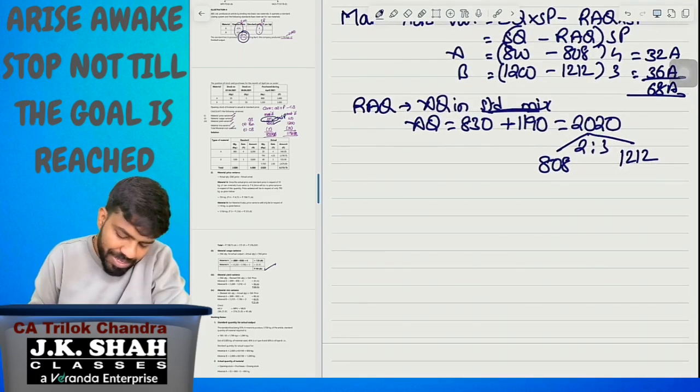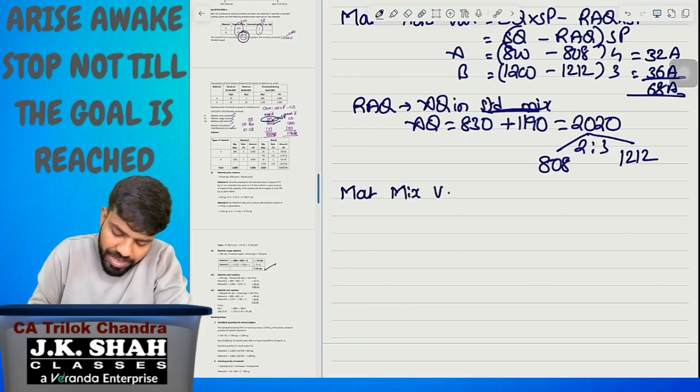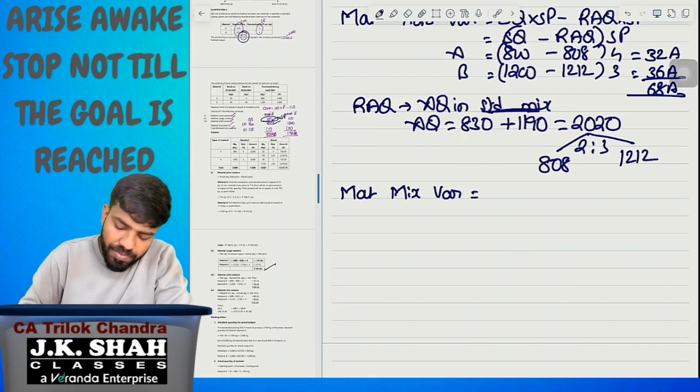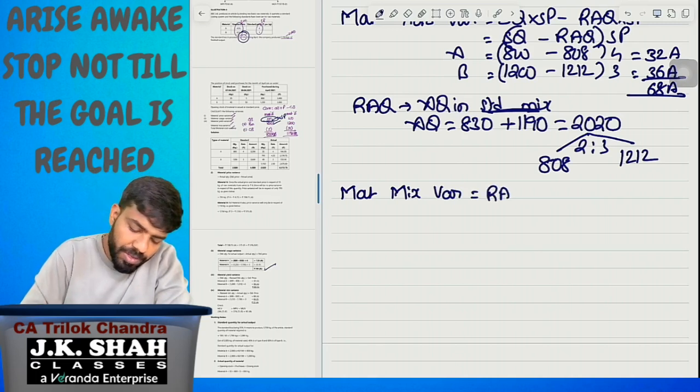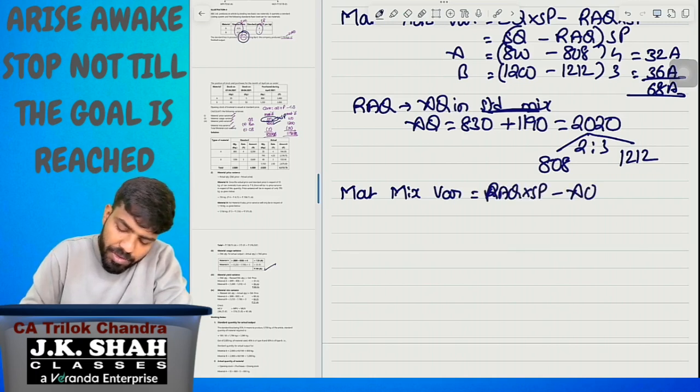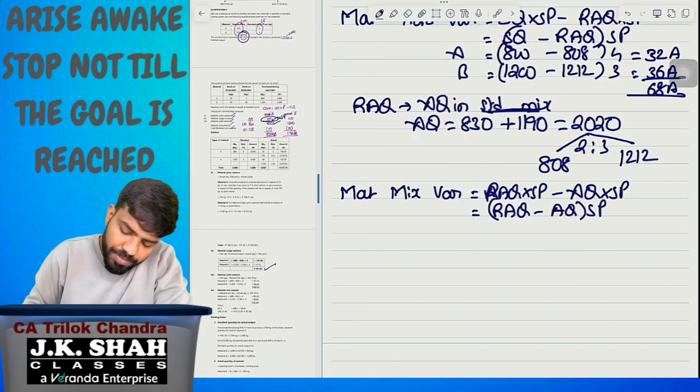Okay. Next, mix variance. Material mix variance. What is the formula for material mix variance? 4 minus 3, which is nothing but RAQ into SP minus AQ into SP. So we'll take RAQ minus AQ into standard price. A, B. What is RAQ? 808, 1212.